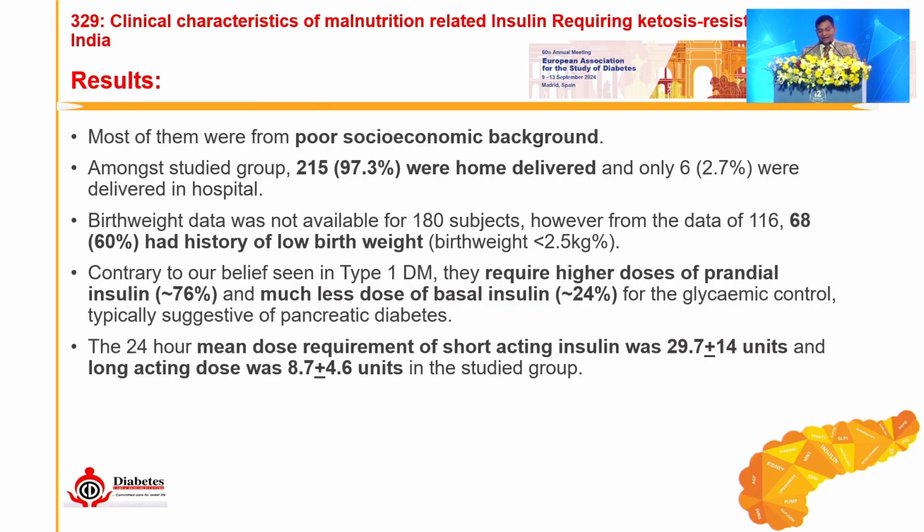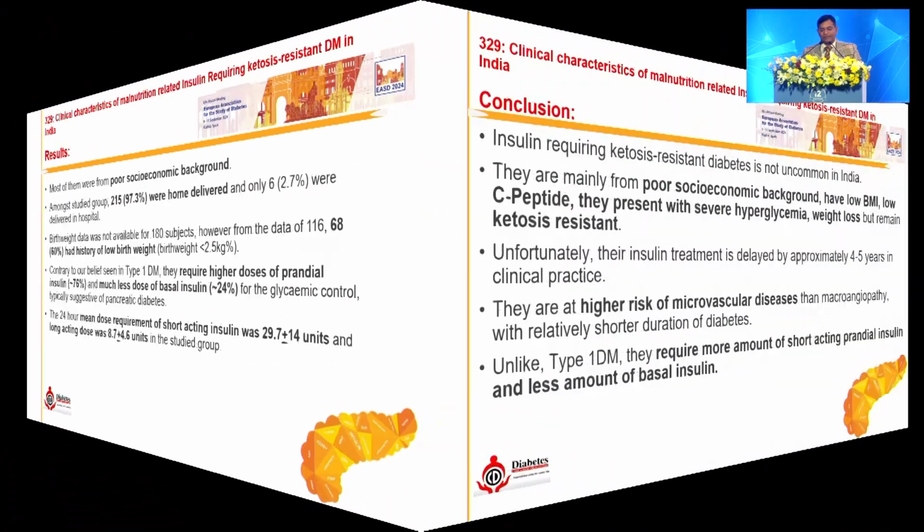And they require a higher dose of prandial insulin. 75% of the total insulin is prandial insulin, and only 25% of the total insulin is basal. So it's not 30:70 or 50%. It's 75 and 25% for short acting and long acting insulin.